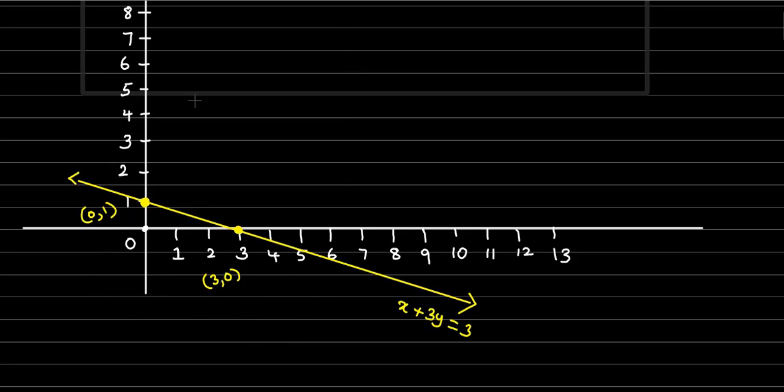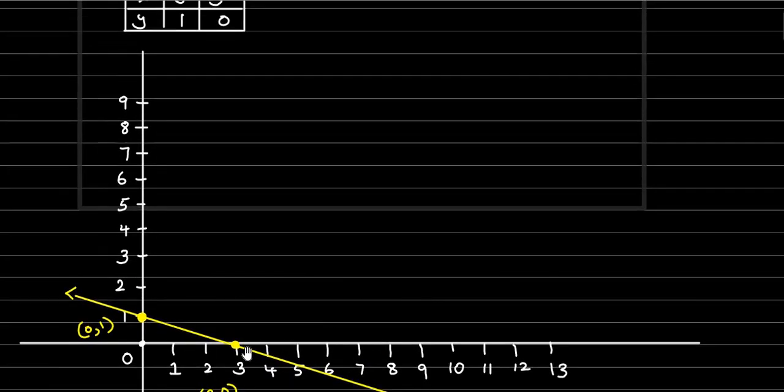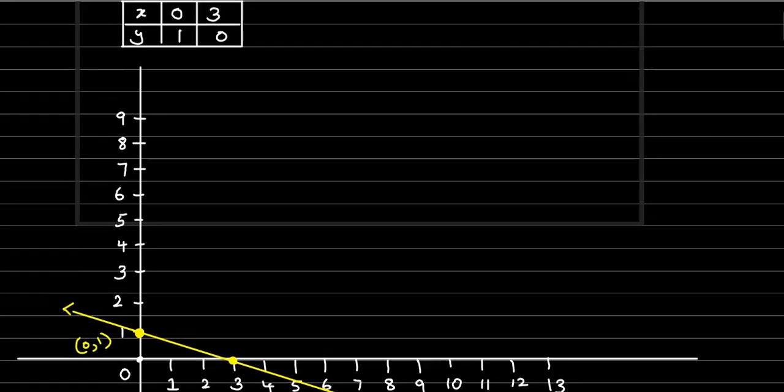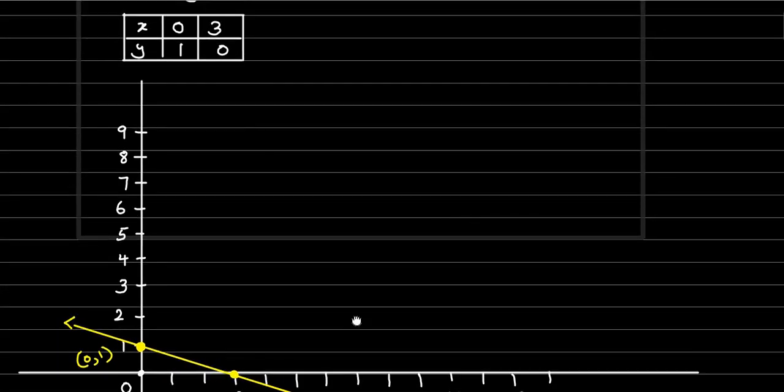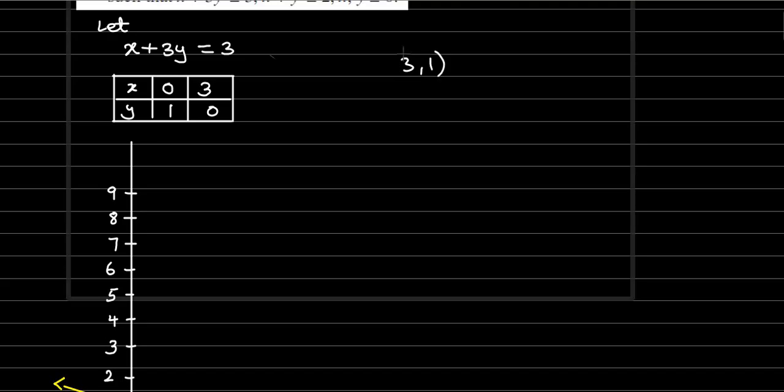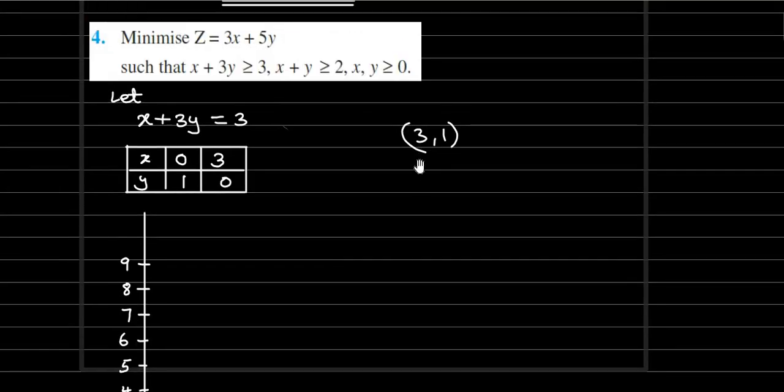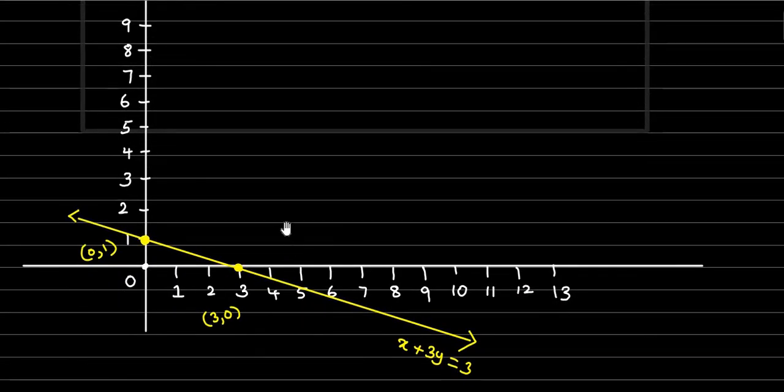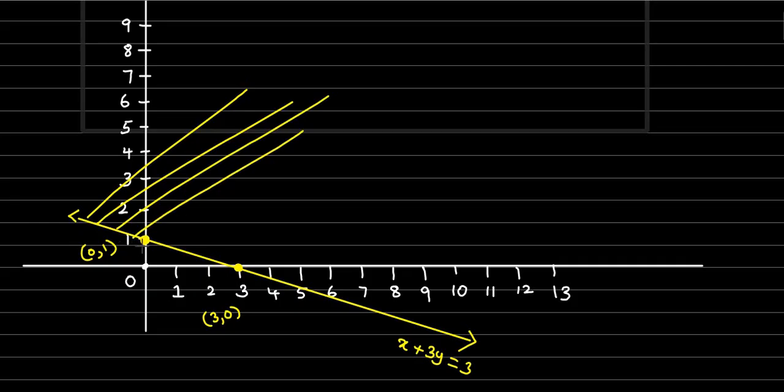Then obviously the other side only will have a solution. So for the confirmation, we can take 3 comma 1, any one point, and substitute over there. Substitute in place of x as 3, in place of y as 1, then 3 plus 3 gives you 6. Yeah, 6 is greater than or equal to 3. So the condition is satisfying. So we identified the solution space for the given first inequality. We have this side of the graph.